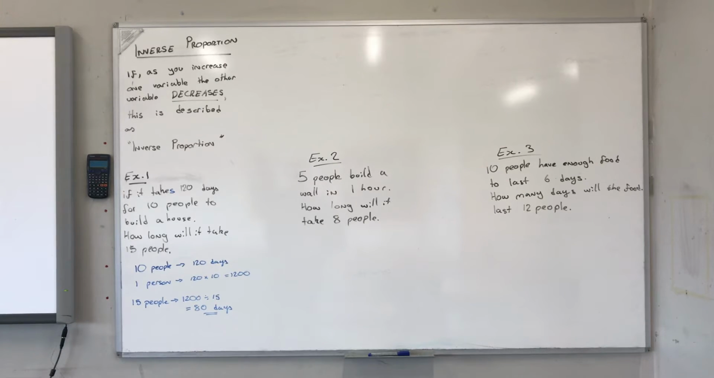Okay? So I did 10 people with 120 days. So one person was going to be 120 times 10, which gave you 1200 days. So it would take that one person 1200 days to make the house. And then 15 people will be 1200 divided by 15, which is 80 days. Okay, so like we say, we've got our number that is less than the original value, which is what we should do.